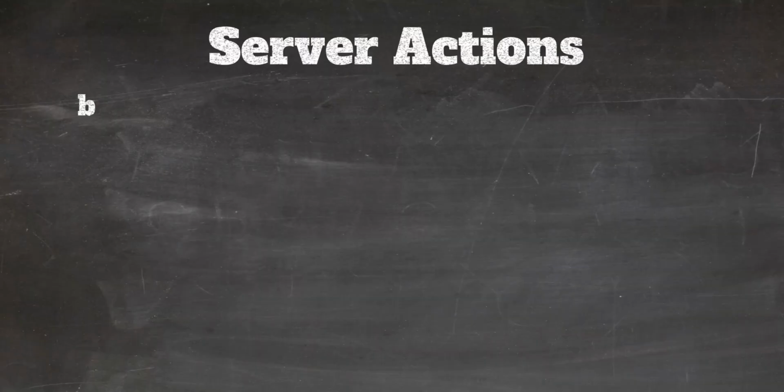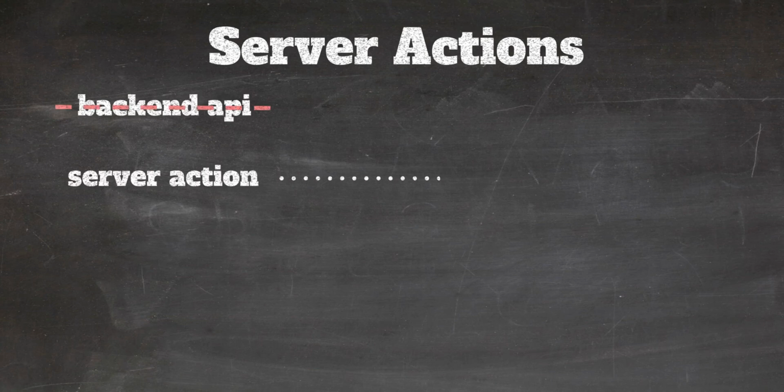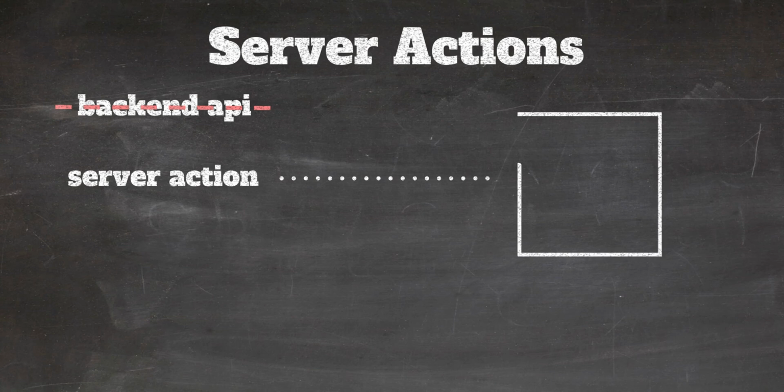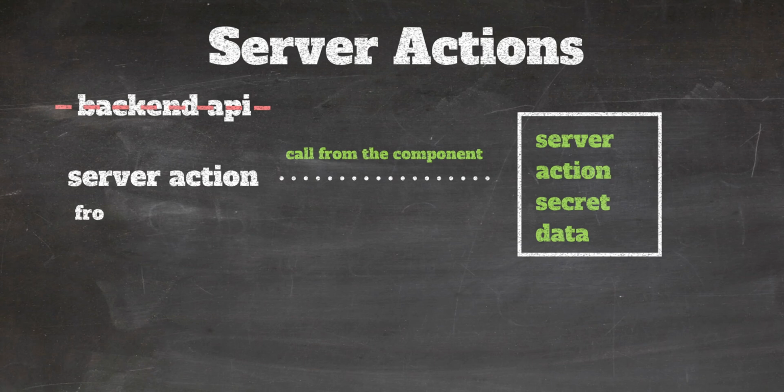Tip number 4 is Next.js server actions. What if you didn't need to manually create an API route? Instead, you could define a function that runs securely on the server called directly from your React components. As of version 14, Next.js server actions are finally stable.